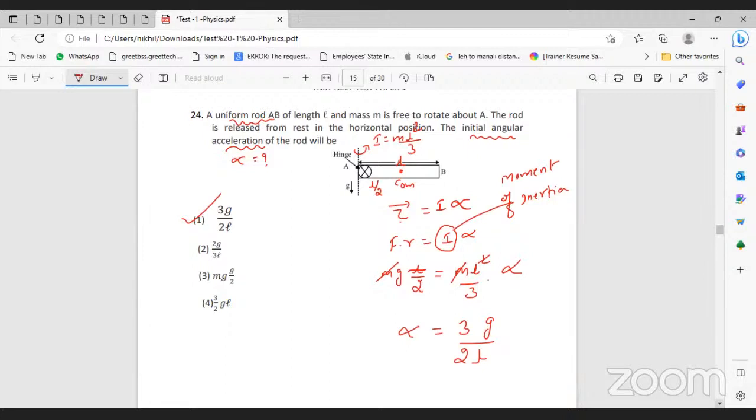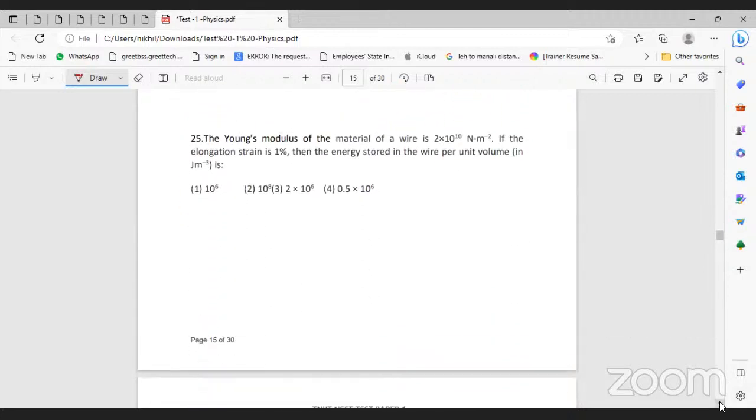Come to the next question. It's a quite direct problem. They have given the Young's modulus of the material. What is the Young's modulus of the material? The strain is elongated by 1%. 1% means 1 by 100, and 1 by 100 is 0.01. What is the energy stored per unit volume?